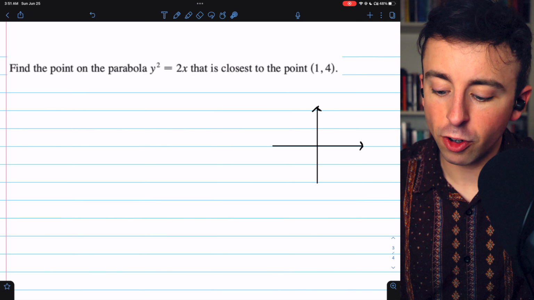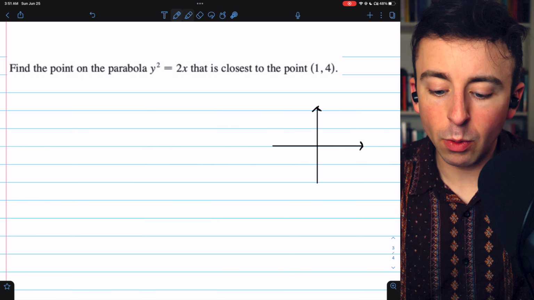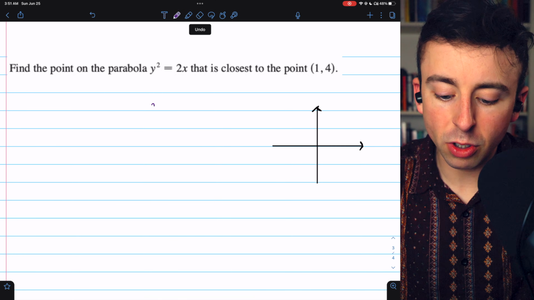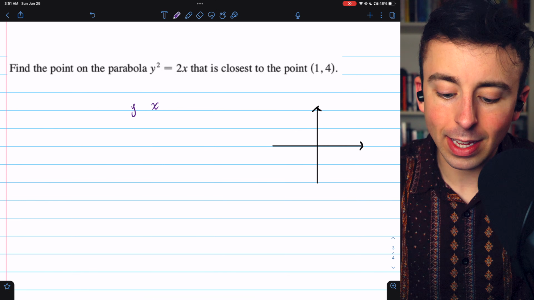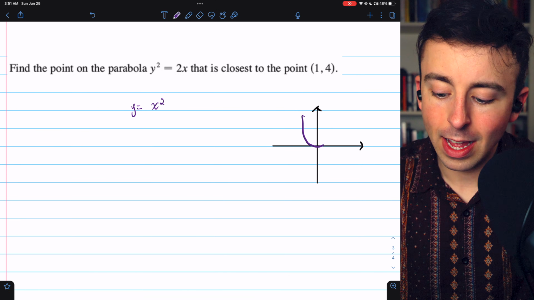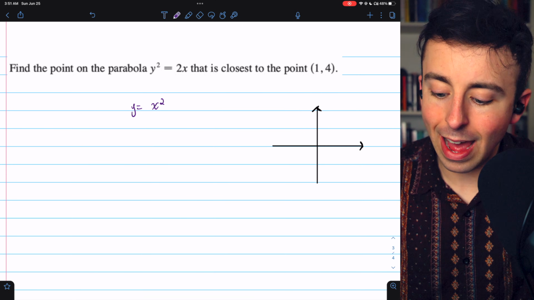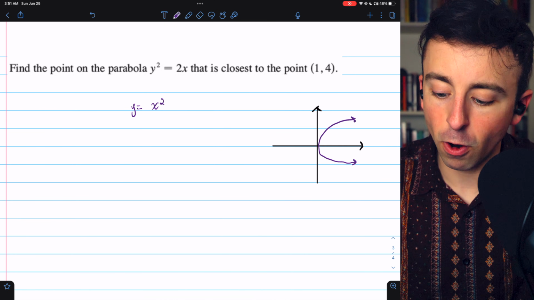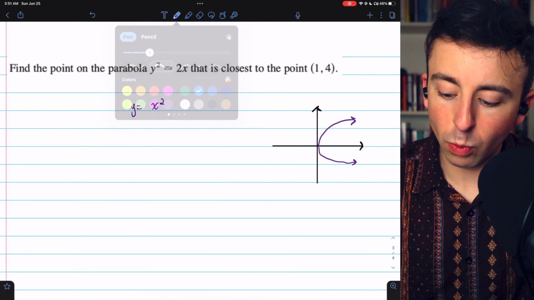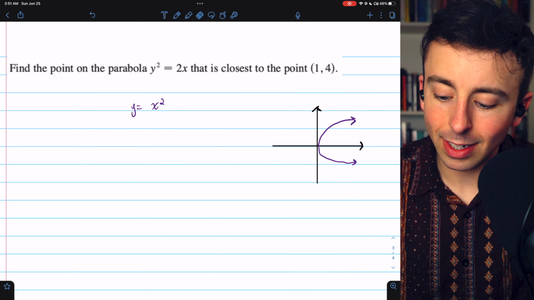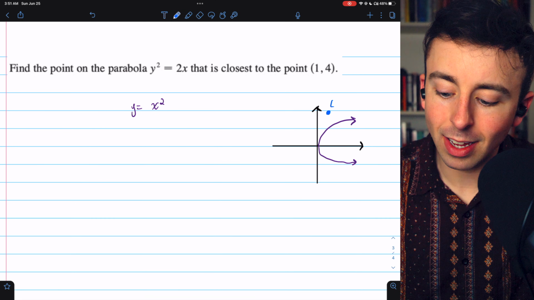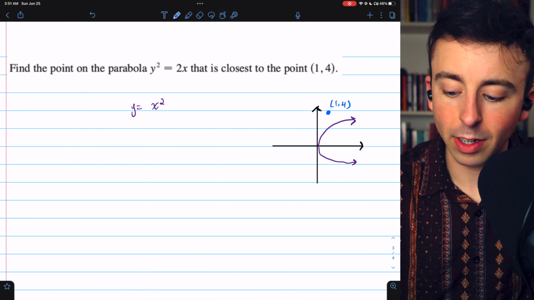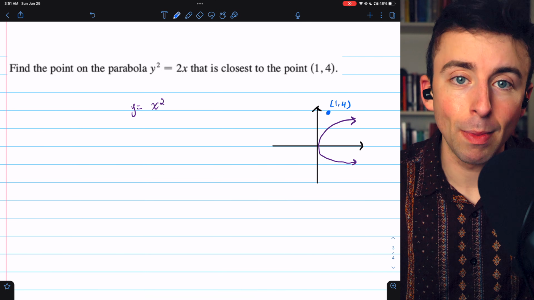Let's begin with a sketch. Here's the xy plane, and we want to graph y squared equals 2x. Y squared equals 2x looks a lot like y equals x squared, except instead of opening along the y-axis, it opens along the x-axis. The specifics of the sketch aren't too important. And let's say the point (1, 4) is maybe right here, and we're trying to minimize the distance between the parabola and this point, or rather, we're trying to find the point on the parabola with minimum distance.